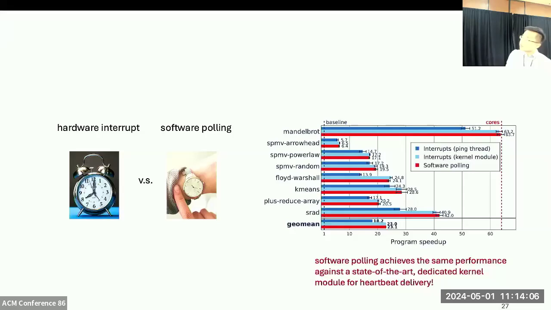Here's what I mean. If you use the ping thread implementation against the state of the art implementation in Linux, software polling actually wins. So we want to see what's going on underneath. Is it because too many players are involved so that the overhead skyrocketed? So we developed a dedicated kernel module just for delivering heartbeats. And in this case, heartbeat software polling achieves the same performance.